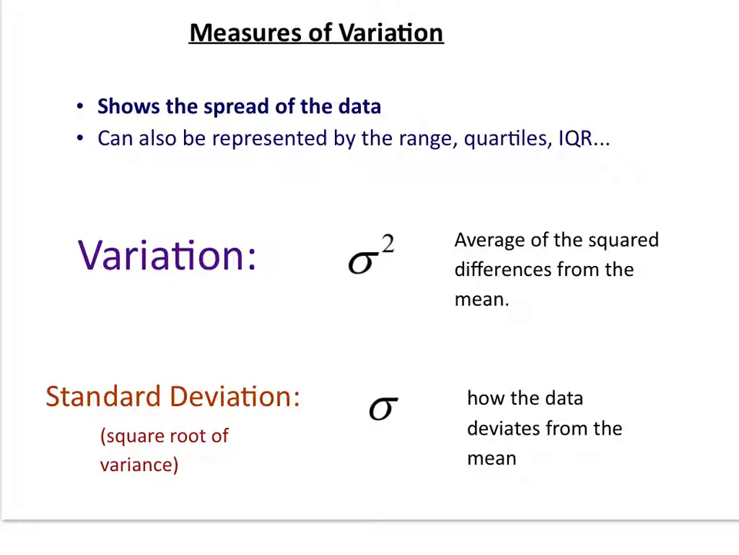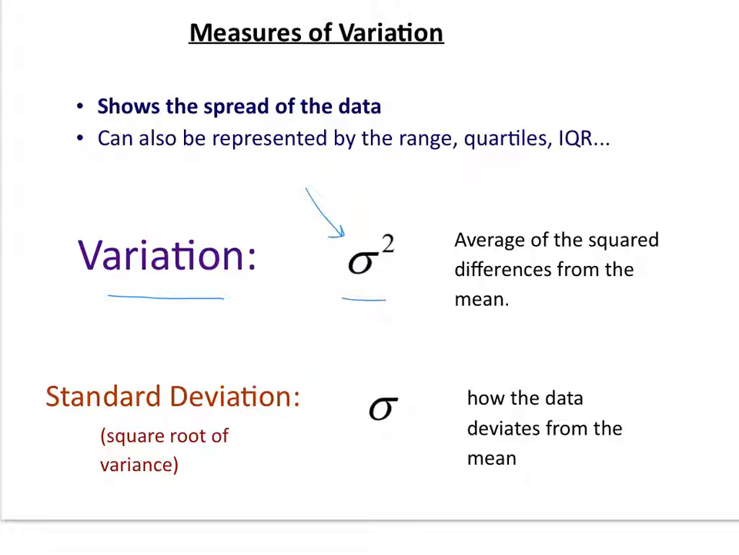Let's take a look at measures of variation. Measures of variation shows the spread of the data. And this can also be represented by range, quartiles, interquartile range, and so on. But we are going to use 2 specific measures of variation called variance and standard deviation. Variance, listed here, is represented by sigma squared. So this symbol here is called sigma, and then we are squaring it, so it's called sigma squared. And this is the average of the squared differences from the mean.